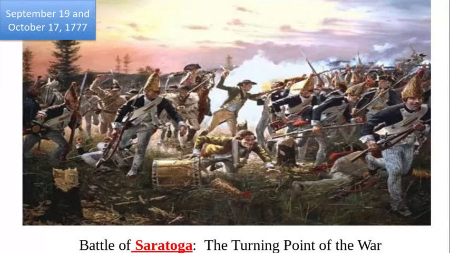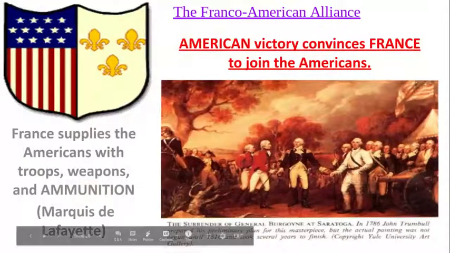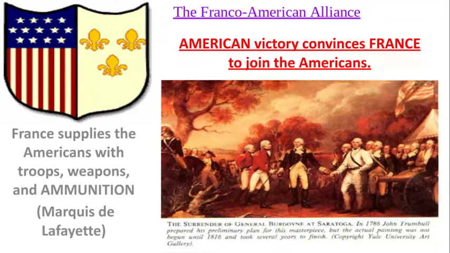And the big reason things start to change is we're not going to be fighting Britain by ourselves anymore. Because of this victory, this major victory at Saratoga, the French signed a peace treaty with us. It's called the Franco-American Alliance. This American victory finally convinces France to join our side. They give us troops, weapons, ammunition, even a navy. And soldiers come over too. One of the first to come over is the Marquis de Lafayette. We will help him later on when the French rebel against their king.